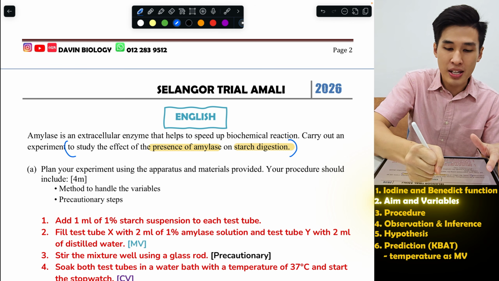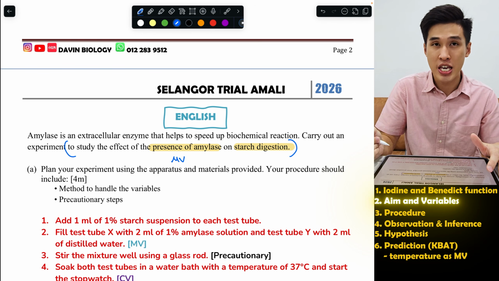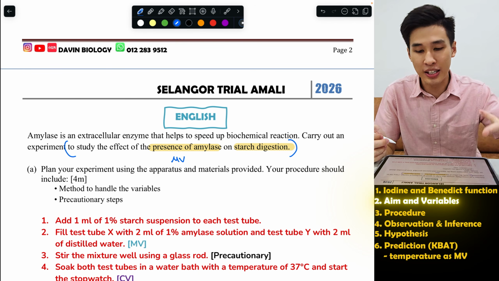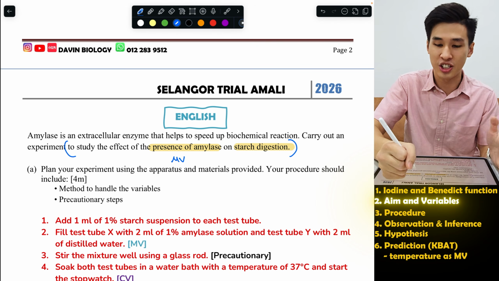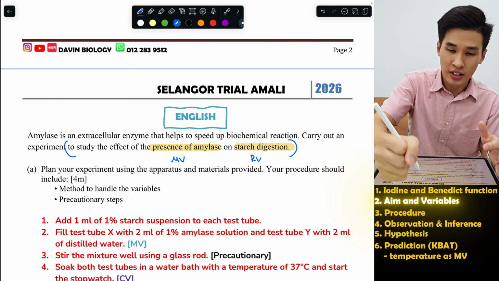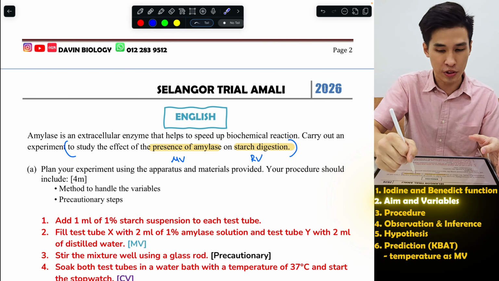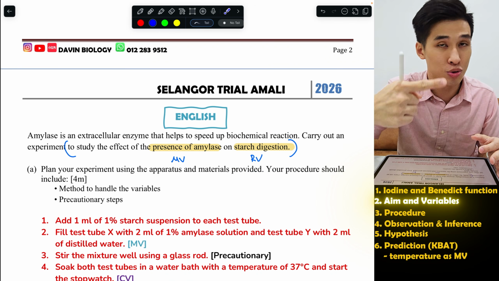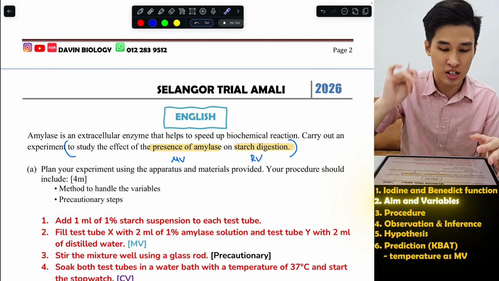So presence of amylase is basically your manipulated variable. With amylase means there is digestion, no amylase means no starch digestion. So starch digestion is your responding variable. However, later in your question, for the responding variable, you cannot write this, because you must write what you observe in the experiment. It means, how do you know starch is being digested? We get to that in a moment.